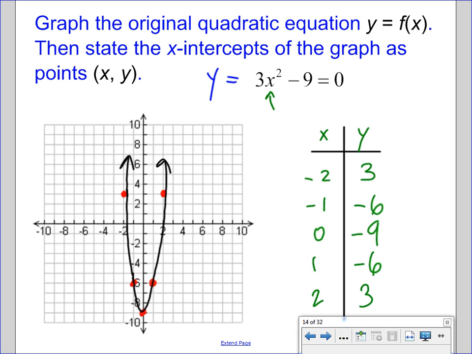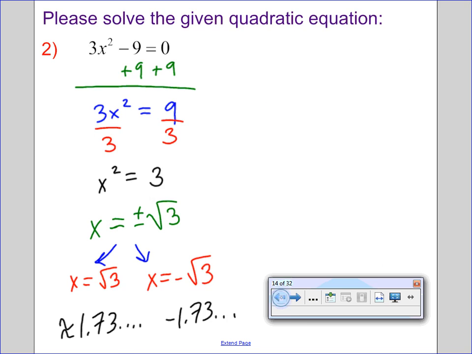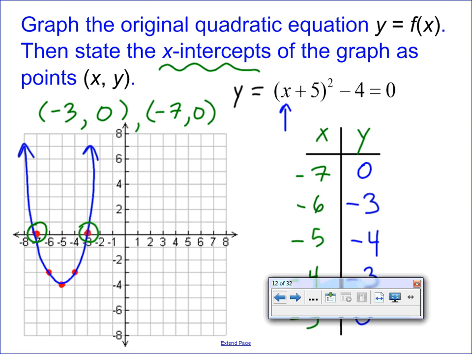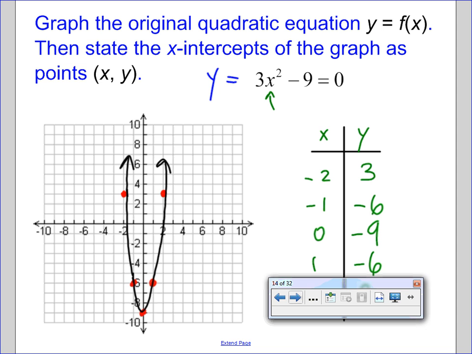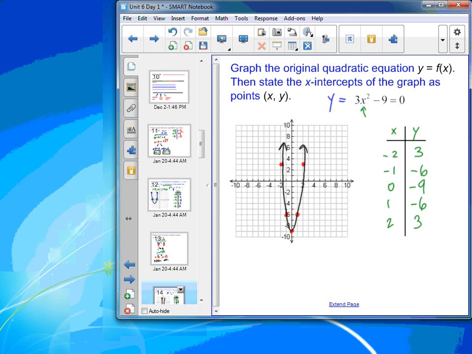All right, guys. What's up now? Well, we want to state the x-intercepts of the graph. As I look at that picture for my first graph, I had nice integer ordered pairs. Then I have -3 comma 0 and -7 comma 0. Will I have integer x-intercept coordinate pairs in number 2? Do those look like integer x-intercepts? No, they don't, do they? In fact, they look like they cross in between -1 and -2.